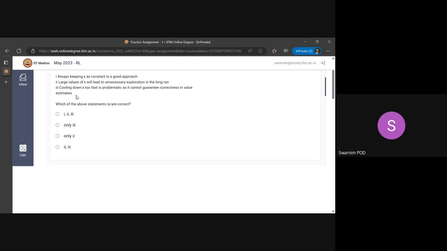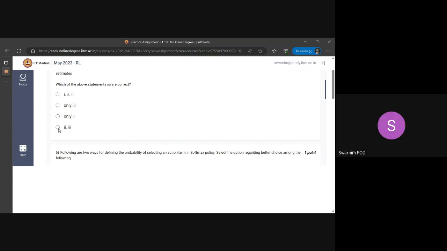Right. So the point of statement 3 is, if you are decreasing exploration too fast, it is possible that we might miss the optimal value. So the last option then, yes, 2 and 3.